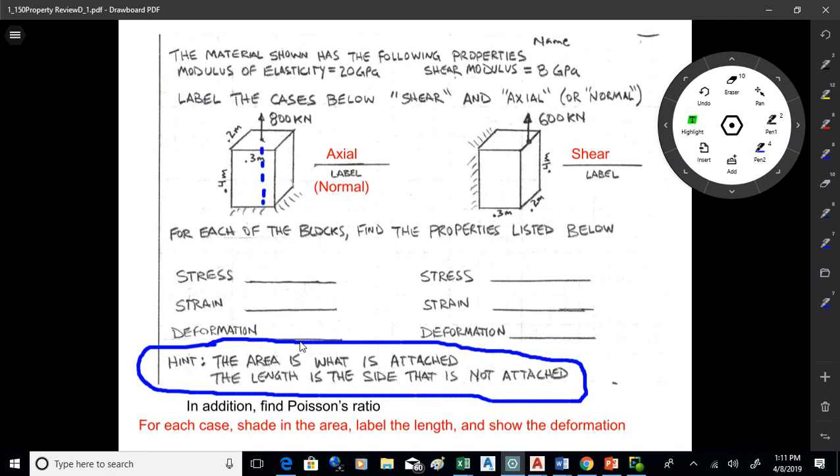Let's visualize this. Let's be sure we see what's happening to these blocks when you apply those loads. So shade in the area, label the length, and then show what they do. What kind of shape would they go into after the loads are applied? That's what I'm after on this. Next slide.